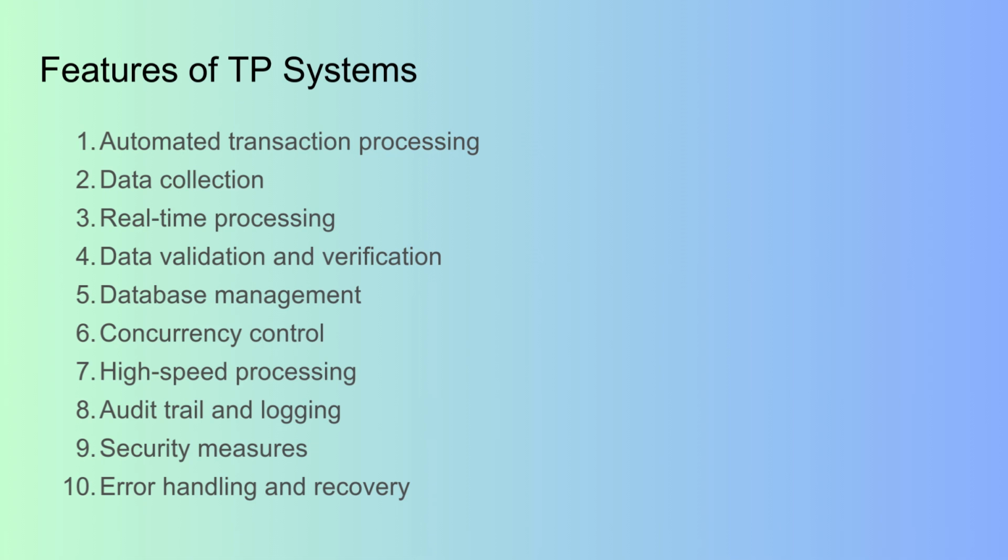Concurrency handling is a must in the TPS. TPS manages multiple users simultaneously accessing and updating the database, sometimes the same data, which prevents data conflicts and maintains consistency. TPS is designed for high speed processing to handle a large volume of transactions within a short time span. And these systems maintain an audit trail of transactions, recording who performed what transaction, when, and what changes were made.